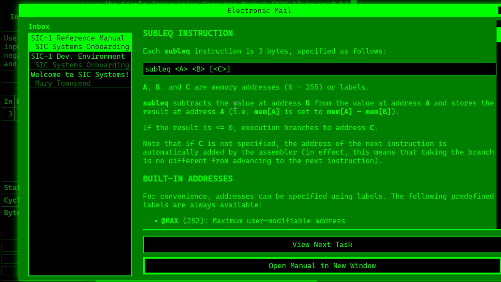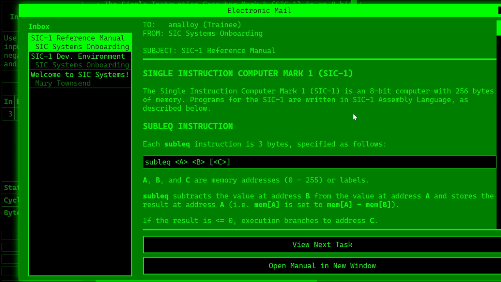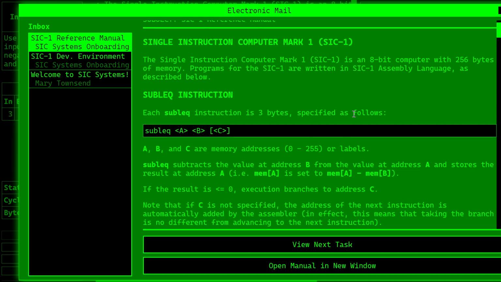Okay, so this is the manual for the one instruction, apparently. Programs are written with the sublic instruction, probably. Subtract less than or equal to, I guess. Sublic then. 3 bytes, A, B, and maybe C? Or why is C in brackets? We'll see. Oh, that's probably because it's a memory address? No, they're all memory addresses. Okay. Or labels. Okay.